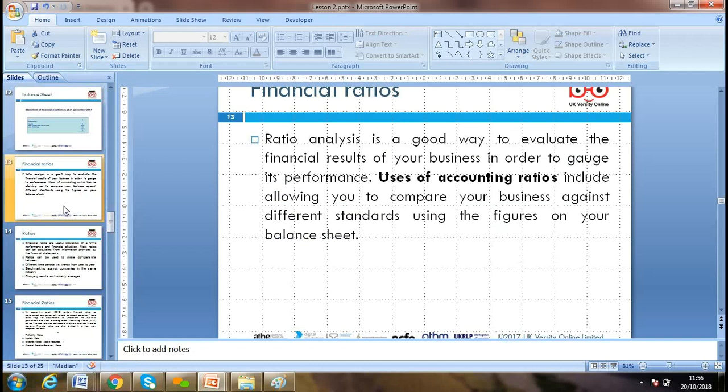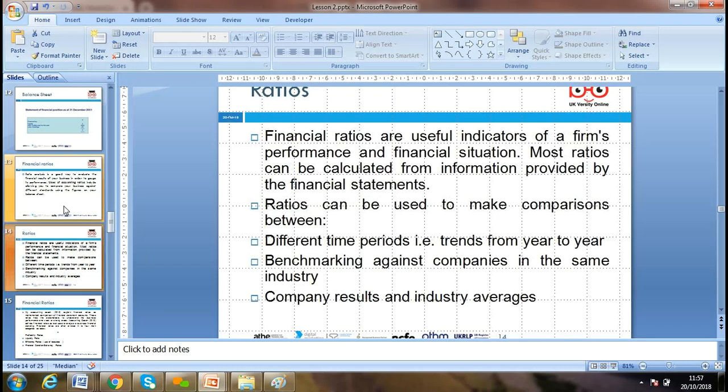So these financial statements show the performance as well. We'll move to the next area of discussion, which is ratios. Ratio analysis is a good way to evaluate the financial results of your business. Uses of financial ratios include comparing your business against different standards using the figures on the balance sheet, which we will go through. Financial ratios are a useful indicator to measure the financial performance of the company. Most ratios are calculated from the financial position provided by the financial statements.